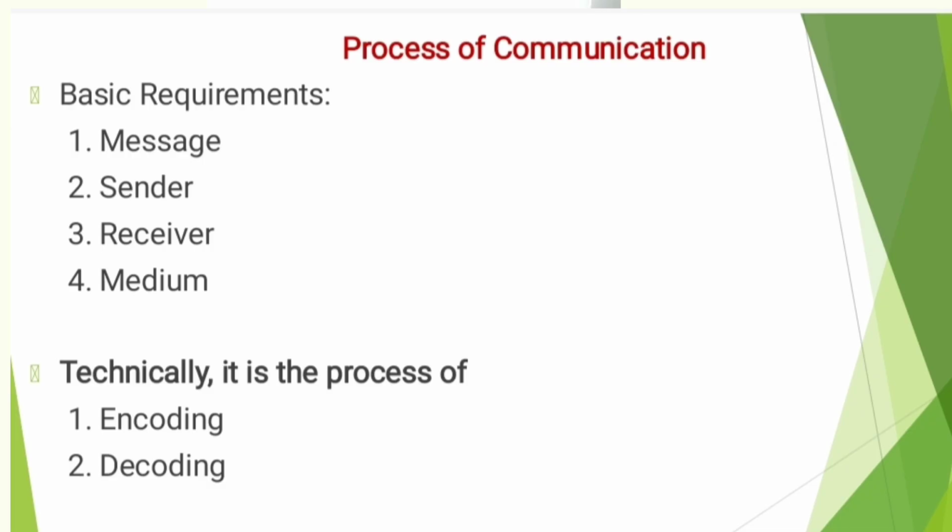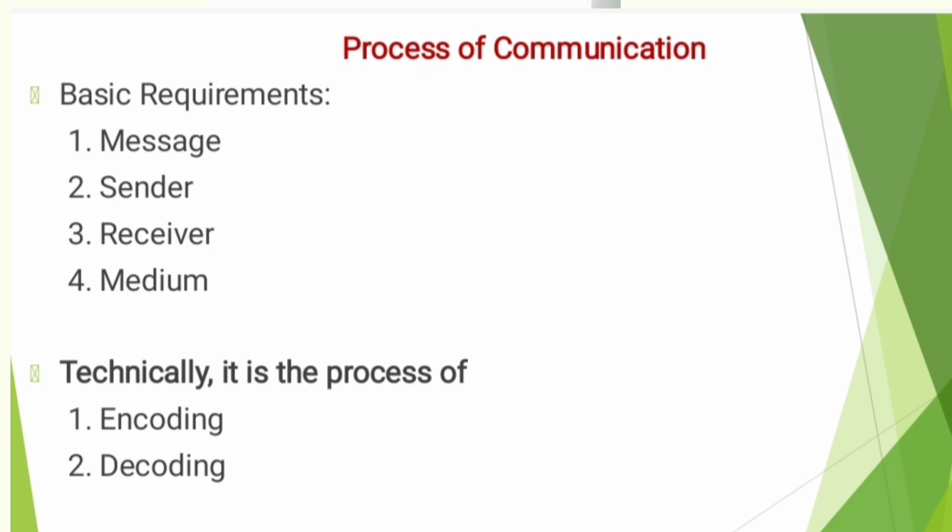The process of communication has a few requirements. For example, basic requirements of the process of communication are: number 1, that you should have a message that you're supposed to send. Number 2, you need to have a sender of the message. Number 3, you need to have the receiver of the message. And number 4, you need to have the medium. Now, message may be information, idea, thought, or feeling that you intend to communicate. Sender is the person or a group of persons who intend to send that message, and receiver is the person who receives that message and understands it. And the medium is the language that you use to send that message.